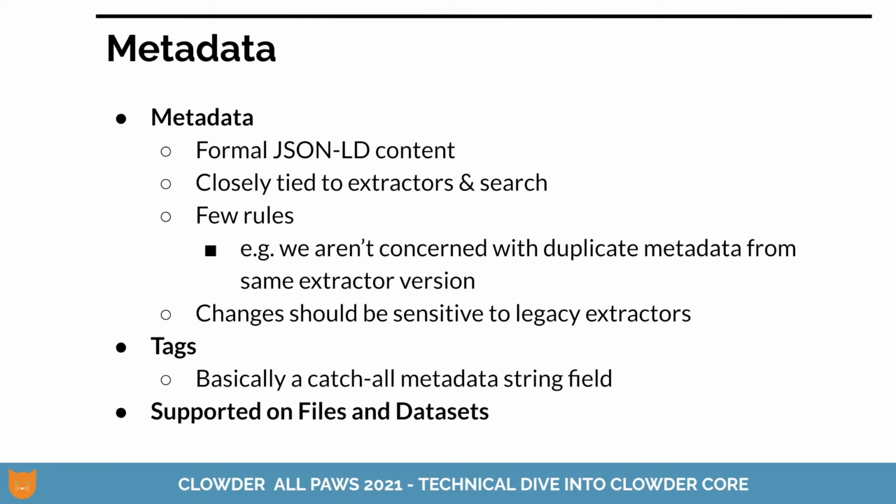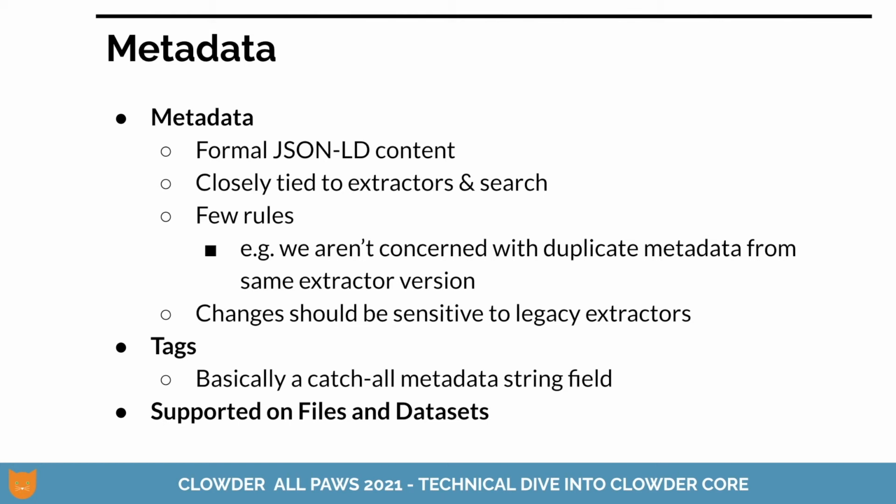And many of the features of metadata are closely tied to extractors and to search. We know that extractors can generate metadata, and we know that search operates on metadata. When you look at the code, you'll see those two things interacting. There are not a lot of rules in dealing with the metadata, which means that users have a lot of power, both good and bad. And that means that we aren't worried about things in our code in Clowder like duplicate metadata. So if somebody tries to submit the same thing twice, we will happily accept that, and it's up to the user to clean their inputs.